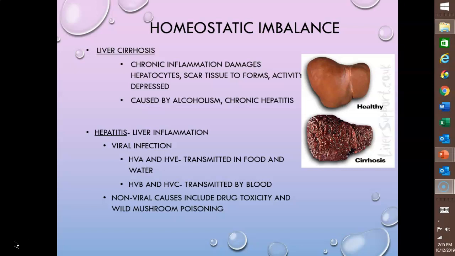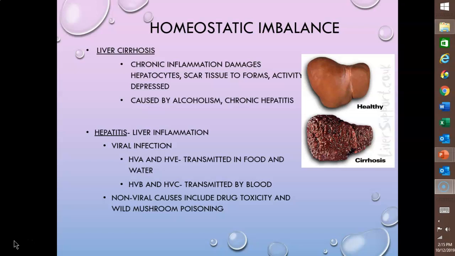Hep C is caused by the hepatitis C virus, and it's clinically similar to Hep B. It can cause cirrhosis and possible liver cancer. Donated blood in developed countries such as ours is usually screened for the presence of Hep B and Hep C.